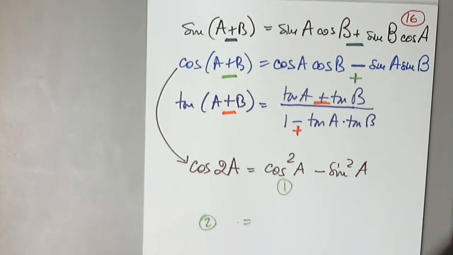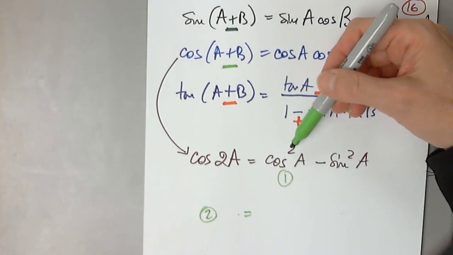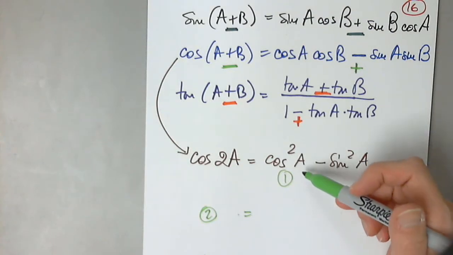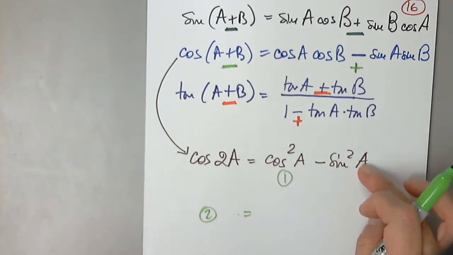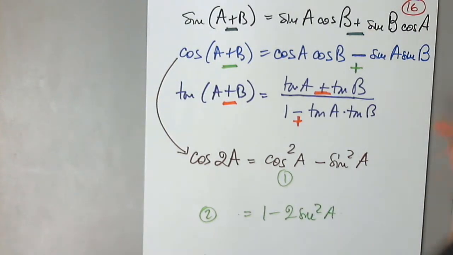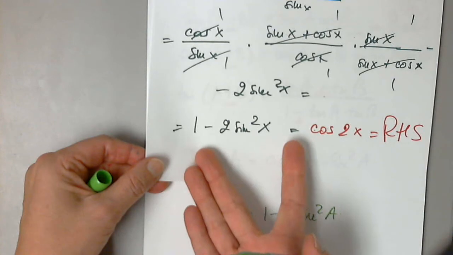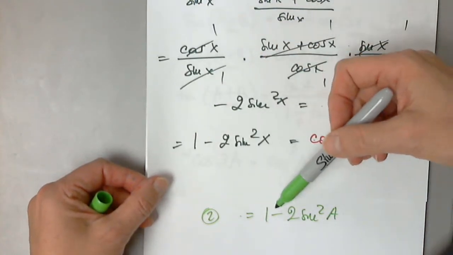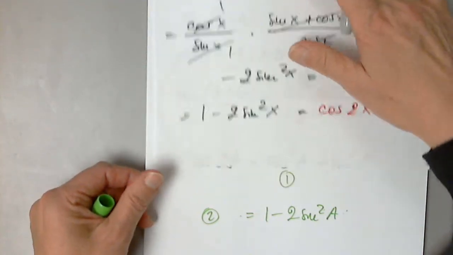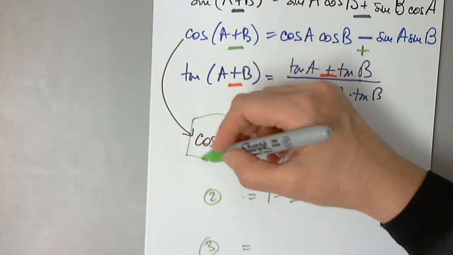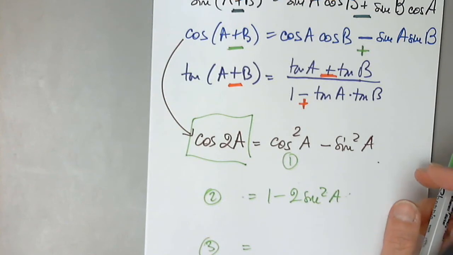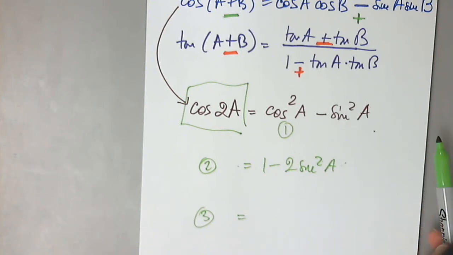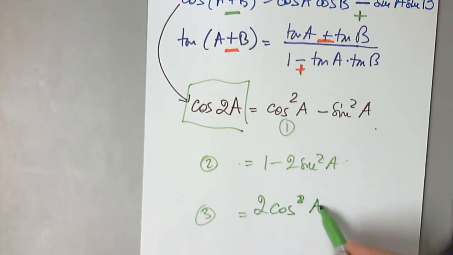So this is option number one, but there is an option number two, and there is an option number three. If we replace cosine squared in terms of sine squared, what would you write? 1 minus sine squared. So 1 minus sine squared will be 1 minus 2 sine squared a. So cosine twice the angle is 1 minus 2 sine squared of the angle. And there is a third option for the same formula. When we replace sine squared by 1 minus cosine squared, then we have cosine squared minus 1 plus cosine squared. So 2 cosine squared a minus 1.